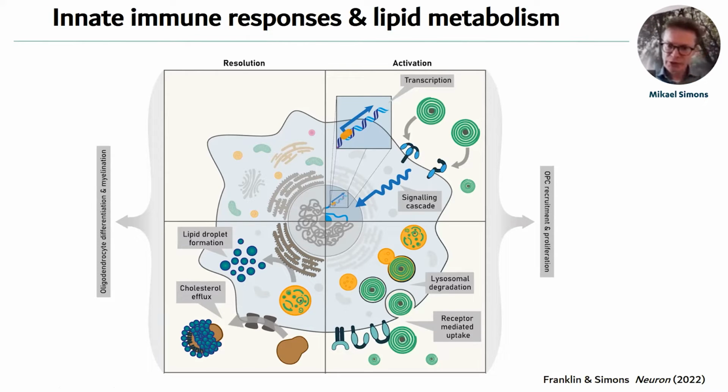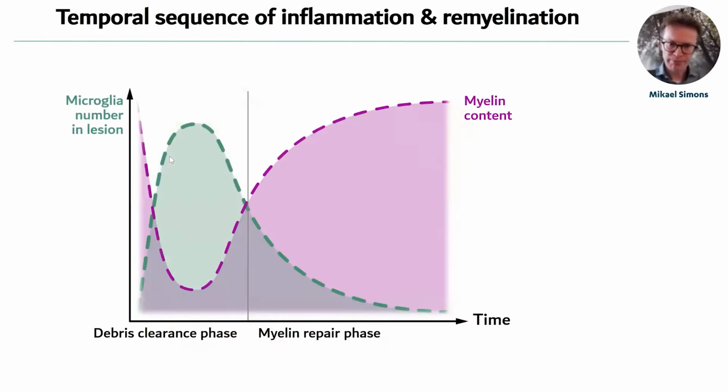Now, the main component of myelin, in fact, is cholesterol. And cholesterol cannot be degraded. There are no enzymes to degrade cholesterol. So cholesterol has to be stored in lipid droplets as cholesterol esters. And then there is an efflux program to remove the cholesterol from the brain, and the system uses lipoproteins. And then the lipids resolve from the lesions, and inflammation goes away.